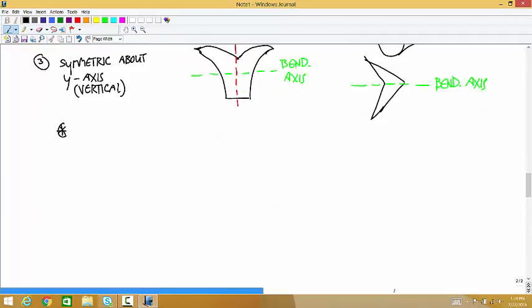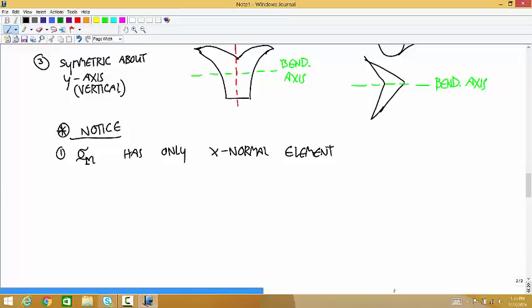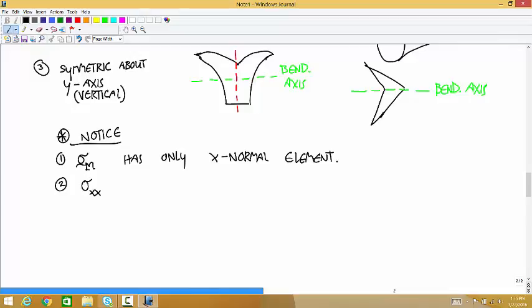So here are the take-home messages about these stresses. So notice, the stress tensor due to bending has only an x normal element. That's the same as it was with the stress tensor due to tension compression. Second, the value of that stress is equal to 0 on a line somewhere in the middle of the cross-section.